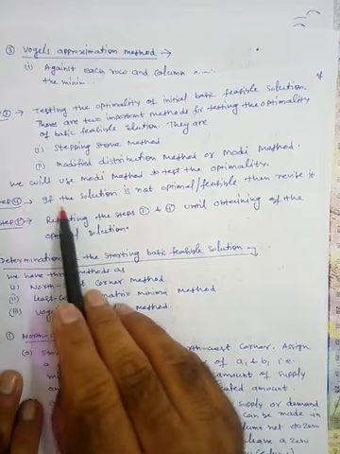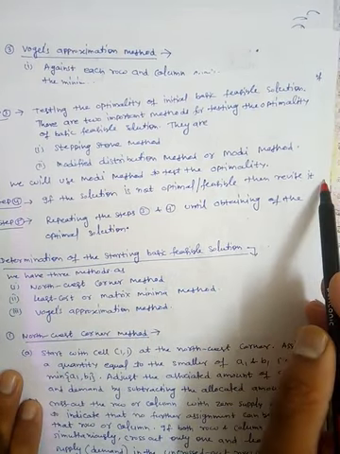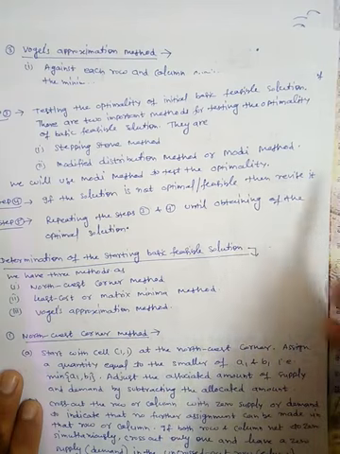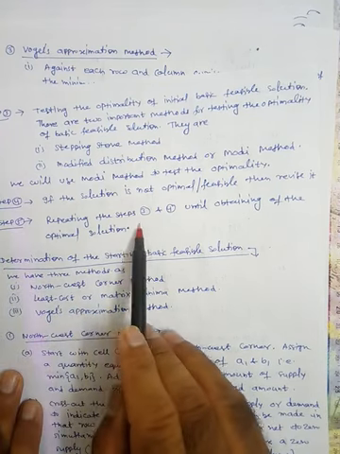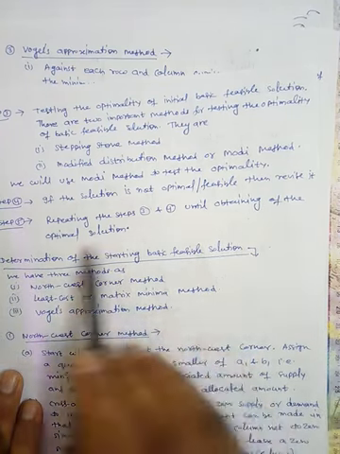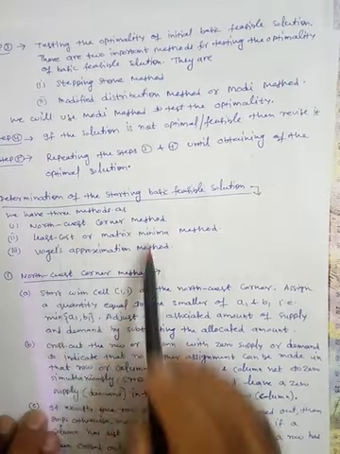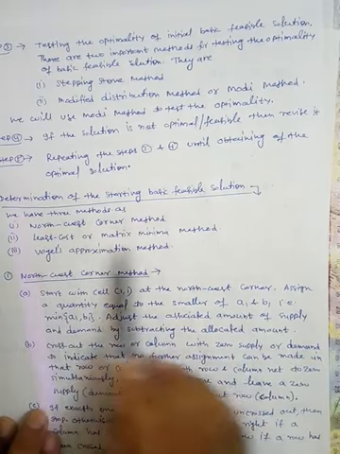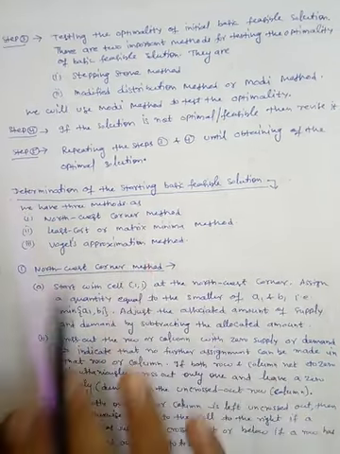Then in the next step, if the solution is not optimal or feasible, then revise it, and how to revise this we will discuss in a very detailed manner. And the last step is repeating steps 3 and 4 until the optimal solution is obtained. We have already discussed how to find the initial basic feasible solution: northwest corner method, least cost method, and Vogel's method, in the previous video.